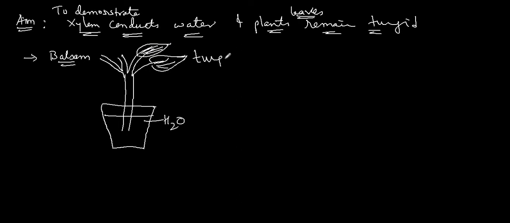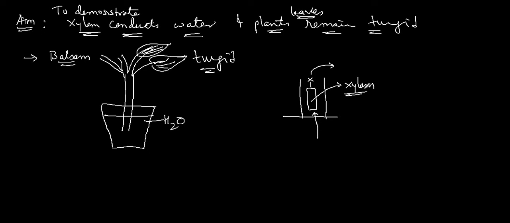So they are turgid. But once you remove the xylem from the center part of the stem, the water which is being absorbed by the roots or the stem will reach up till here, but it will not go further. Why? Because you have removed what? What has been removed from here? The removal of xylem is the part of the experiment. So here xylem has been removed. When the xylem has been removed, the water is not going to go further in the xylem vessel.